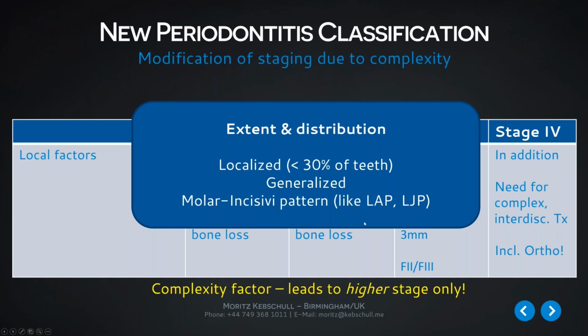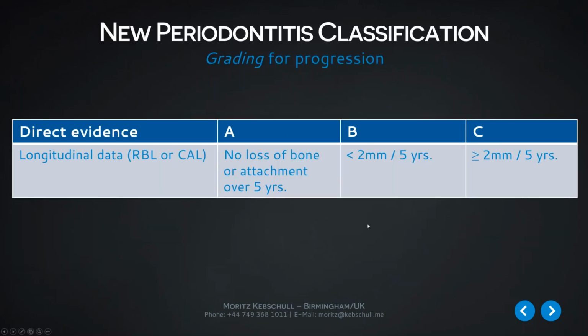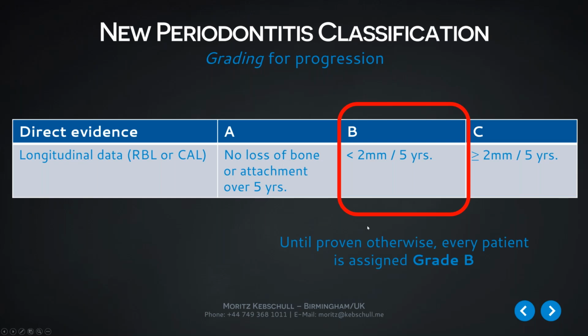Importantly, the staging, which is the severity, and the extent have to be combined with a grade for progression, and the grade is in 3 different levels. Grade B being relatively moderate progression over time, grade A being almost perio-resistant cases that are very, very slow in progression, and grade C being galloping periodontitis.